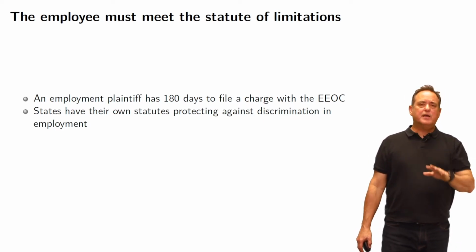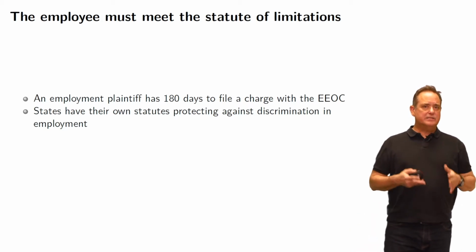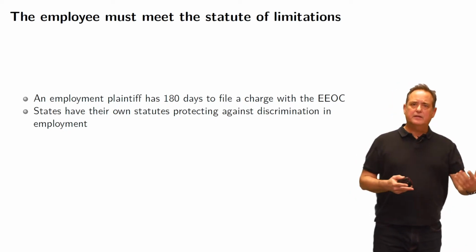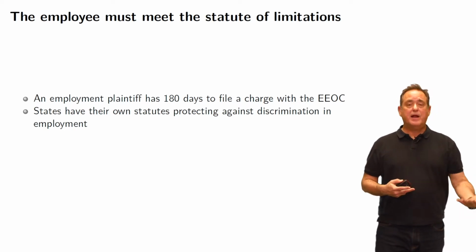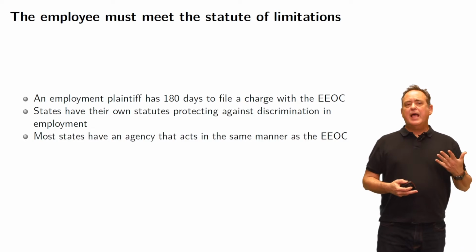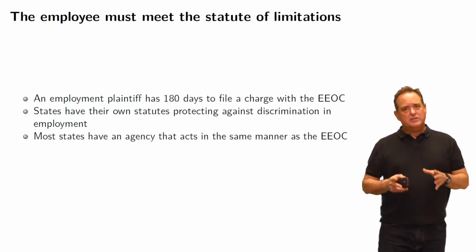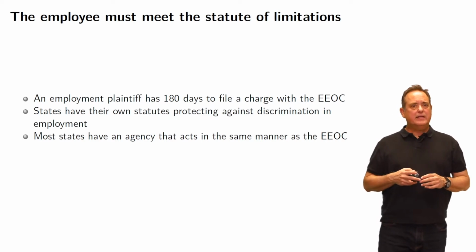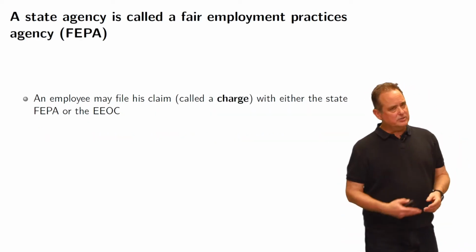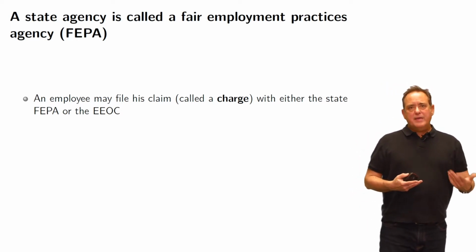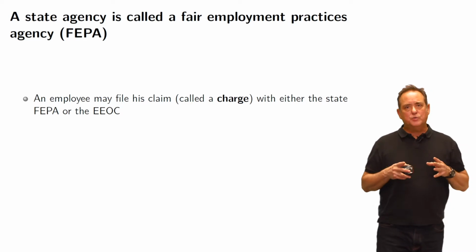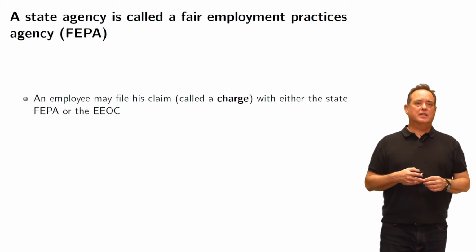Now, this is tempered somewhat by state law. Every state has its own discrimination statute based on Title VII, but sometimes expanding protections. It may have a ban, for instance, based on marriage discrimination or sexual orientation discrimination. So states have their own statutes. And every state has an administrative agency that does the same thing as the EEOC. Those state agencies are called Fair Employment Practices Agencies, or FEPA. An FEPA is simply the state agency that does the same thing as the federal EEOC, meaning they are going to administer employment discrimination claims.